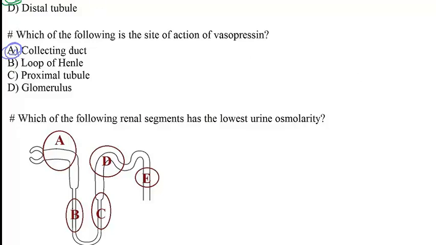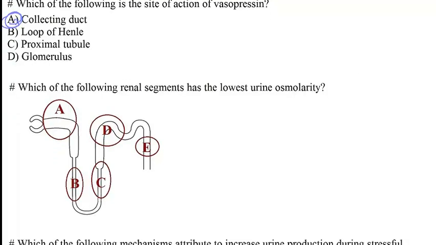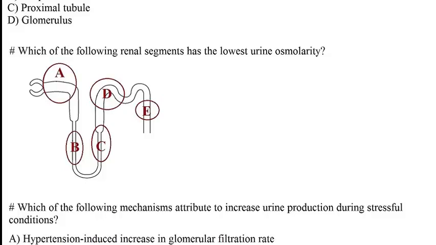Which of the following renal segments has the lowest urine osmolarity? So let's go over that question one more time. We mentioned that the filtrate has 300 milliosmolar concentration and it remains the same in the proximal convoluted tubule because there is a proportional reabsorption of solutes and water. By the time it reaches the descending limb of the loop of Henle, there is only water that is reabsorbed. So osmolarity will keep on increasing up to 1200 at the hairpin.